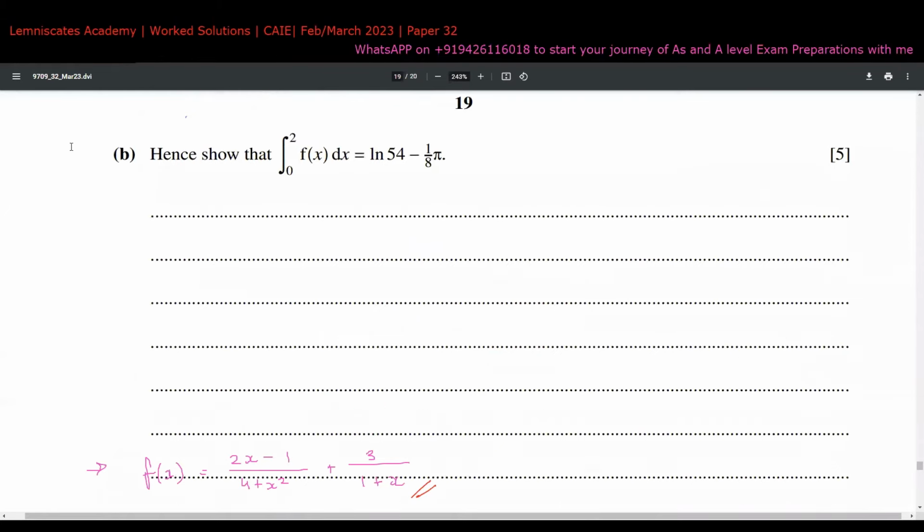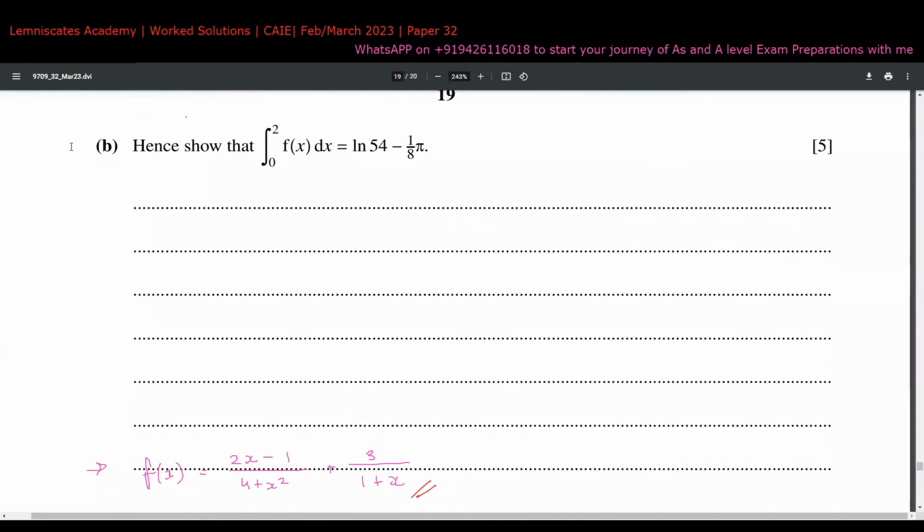Yes, we have the integration, and in the integration, we have to show that if we integrate this f of x from 0 to 2, the answer should come out to be this. And again, it's 5 marks. Let's try to do this. I'll just shift this part a bit up and also get rid of these end lines and try to integrate this. And therefore, I can just replace it with that.